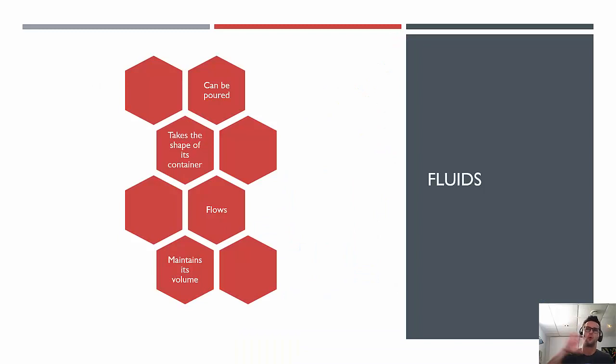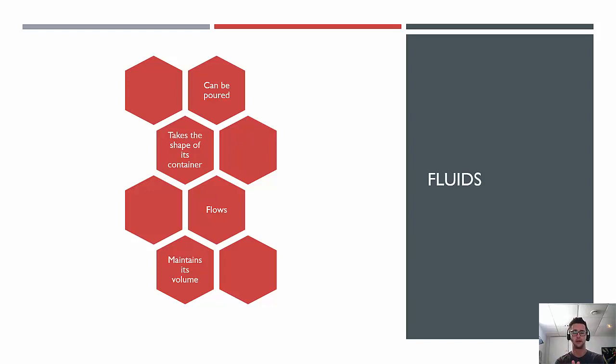A fluid can be poured. And when I say poured, you pour it, it doesn't create a pile. So if you're pouring sand, yes, the sand can be poured, but inevitably you'll end up with kind of a ridge or a pile, like in an egg timer. So sand isn't a fluid. It's fluid-like, but it is not a fluid.